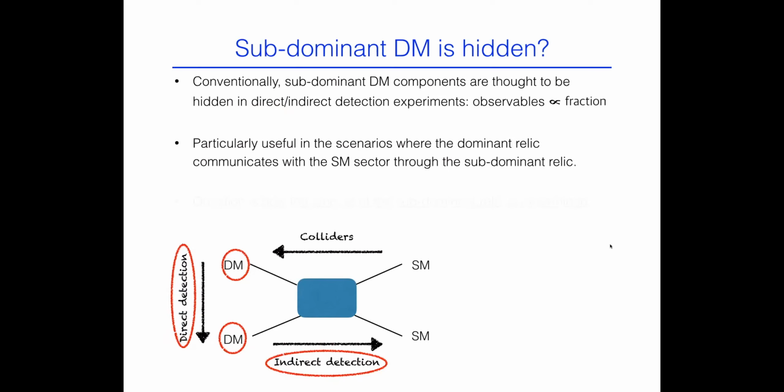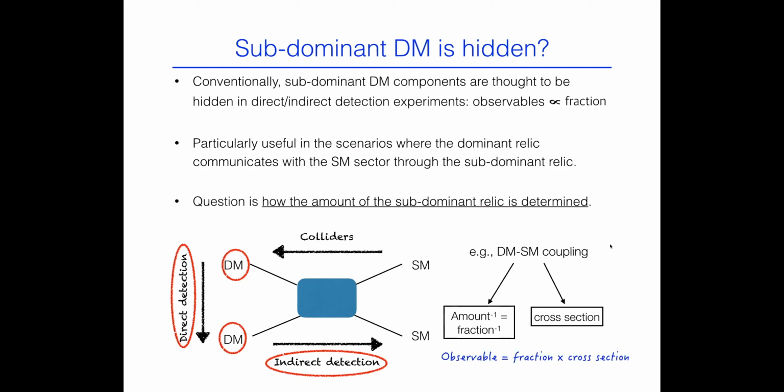with its fraction. And this kind of situation was conventional, particularly useful in scenarios where the dominant relic communicates with the standard model sector through the subdominant relic. But the question is, it actually depends on how the amount of subdominant relic is determined. For example, if dark matter and standard model coupling both contribute to the amount of the relic of subdominant dark matter and the cross section, which is relevant for observing the signals in direct and indirect detection experiments, then since the observable is the fraction of the subdominant relic times the cross section, a small fraction can be canceled out in the final result.